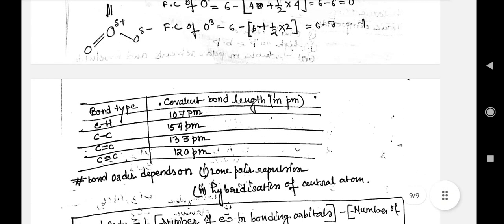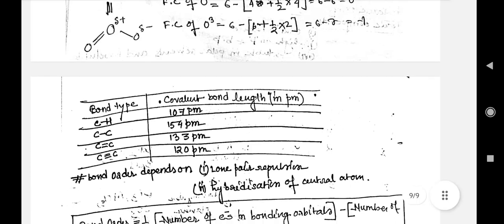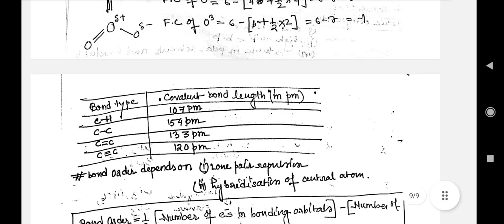Okay, now there are some bond types. There are many bonds we can find in inorganic and organic chemistry, but some basics are very important. For example, C-H is 107 picometer, C-C is 154 picometer, C=C is 133 picometer, C≡C is 120 picometer. Okay. Bond order. Now we consider bond order.